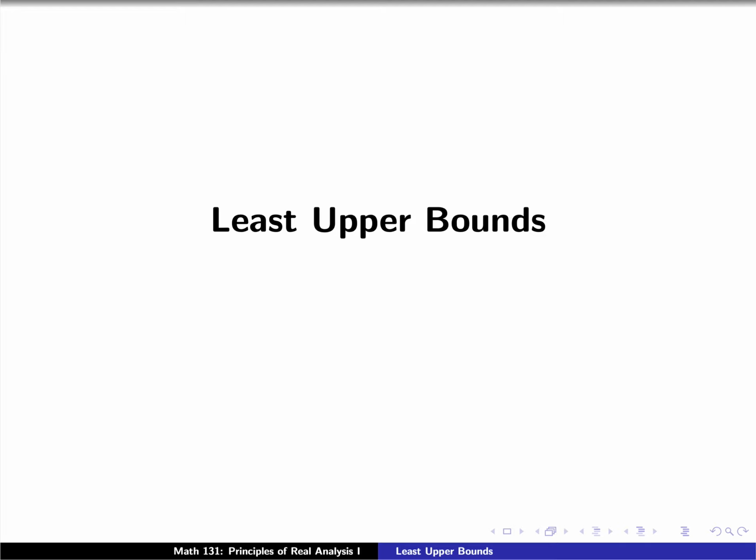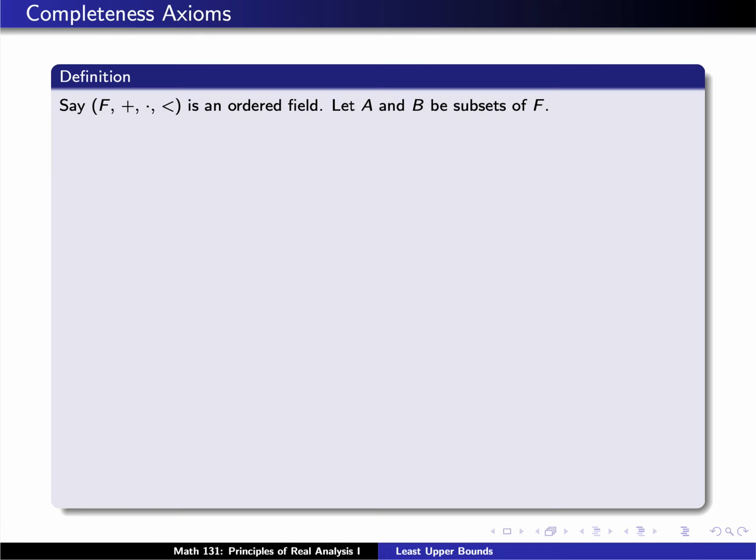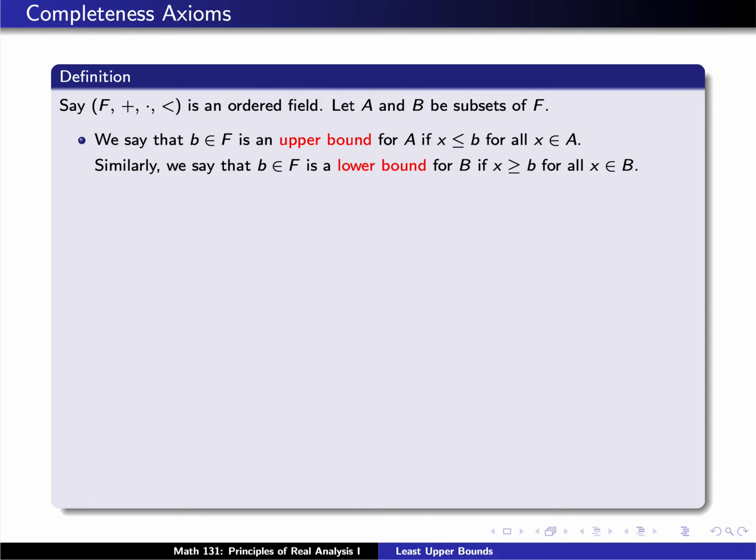Using all of this, we can now define the concept of a least upper bound and a greatest lower bound. Let's say that we have an ordered field, and let A and B be subsets of our set F. We'll say that an element b is an upper bound for capital A if b is greater than or equal to x for all x in capital A. Similarly, we'll say that an element b is a lower bound for capital B if b is less than or equal to x for all x in capital B.